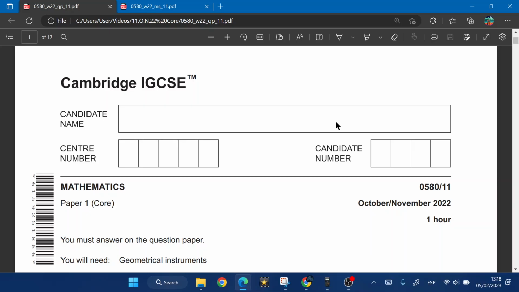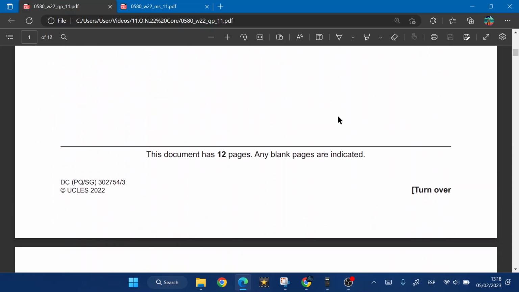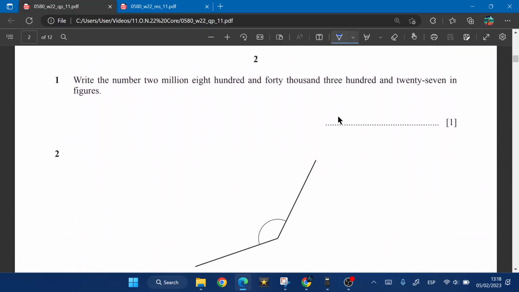We are doing the Cambridge IGCSE Paper Core 1 from October, November 2022. Let's do this in 1 hour. Here we go. Get our pen out. Right, write the number 2 million. Break this down. 2 million.